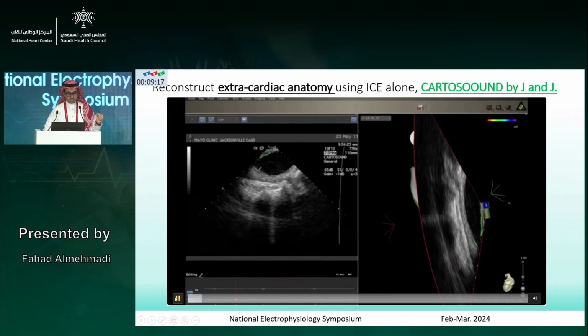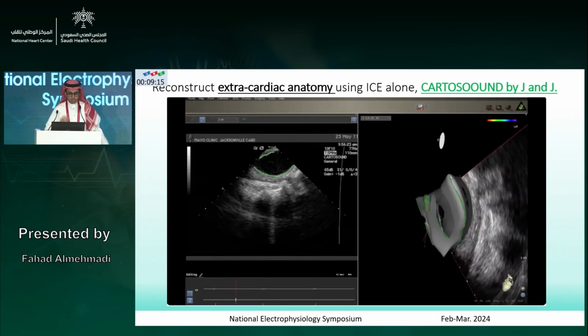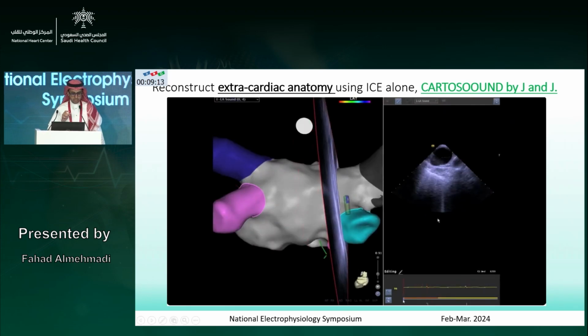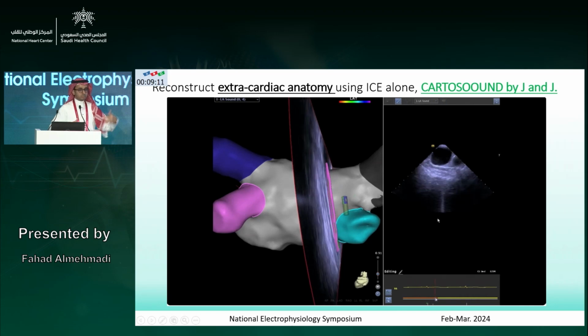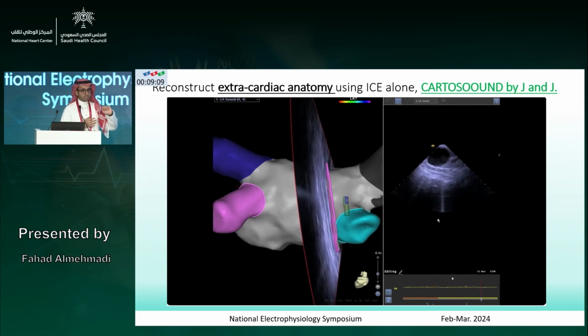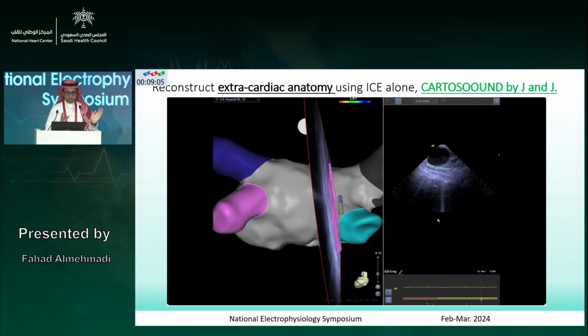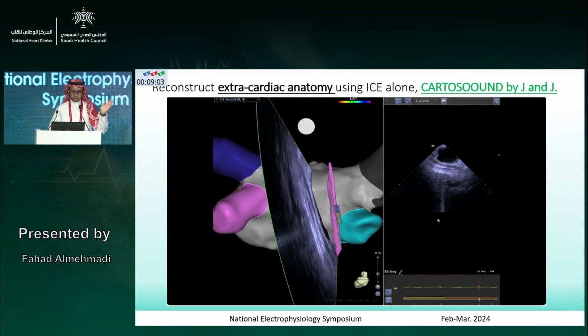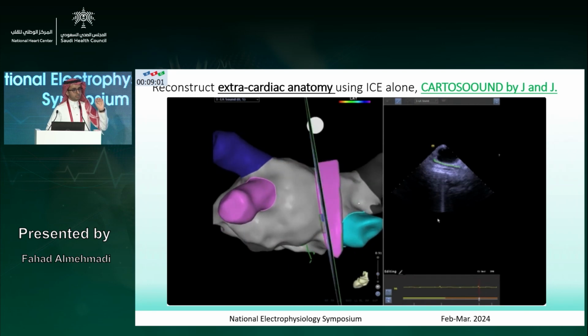This is a nice example where they're actually contouring the left atrium, but here, because we talked yesterday about the risk of injuring the esophagus, you can precisely localize the esophagus and contour its location so you can stay away from it when you do the ablation.